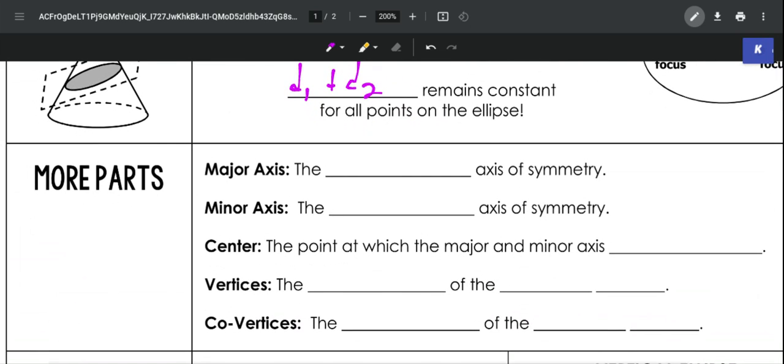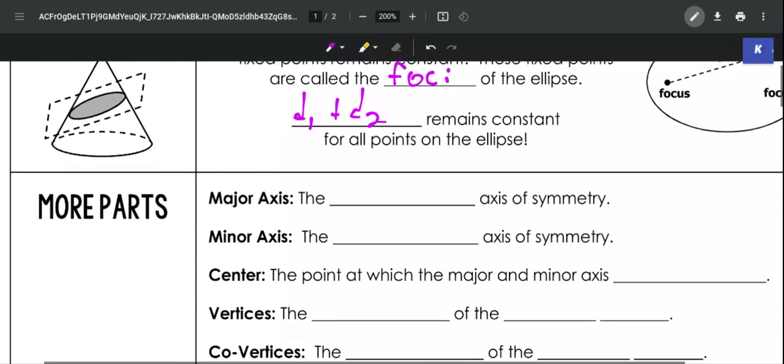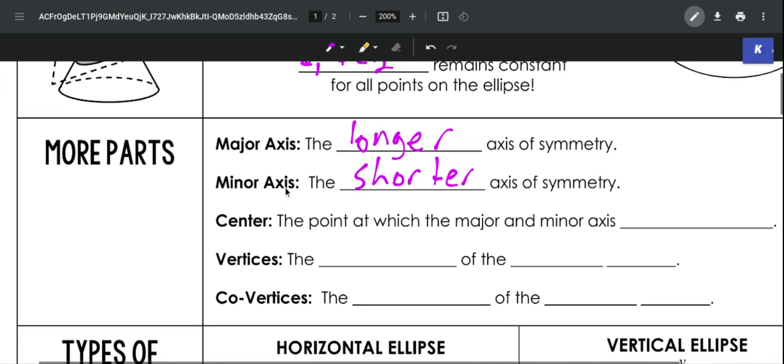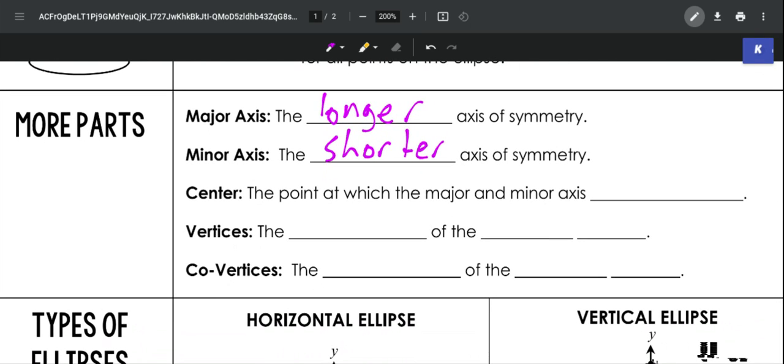All right, so there's more parts to this that we need to go over. The major axis is the longer axis of symmetry. So you need to make sure to write all of this down. The shorter axis of symmetry is the minor axis. And then the center is the point at which the major axis and the minor axis intersect.